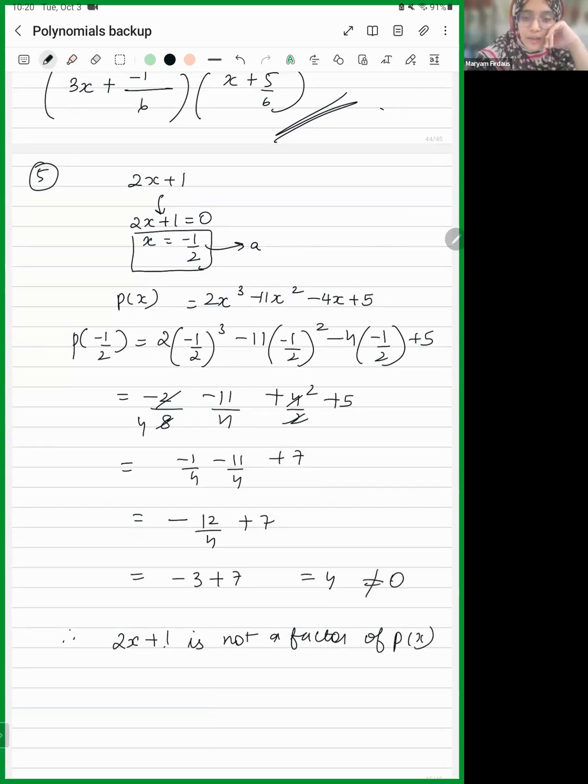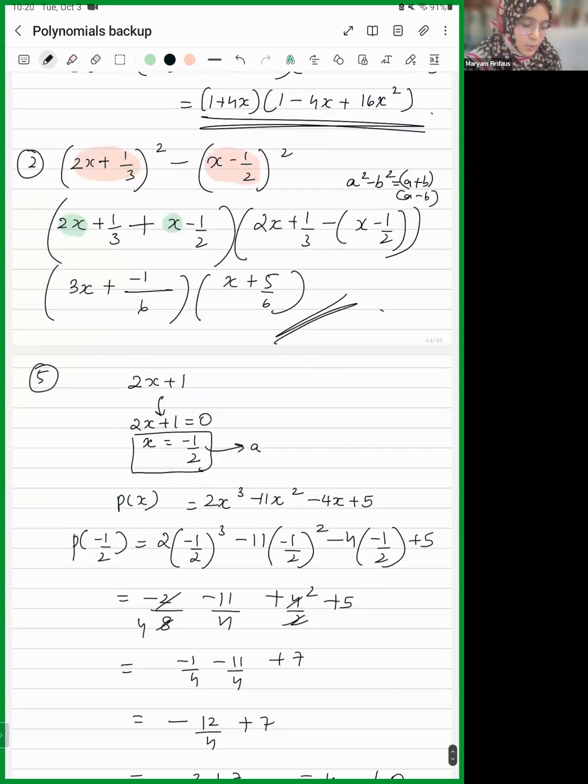Is this okay? I hope I have not made any mistakes in this question. Preshita, Avni, Abdul Jabbar, kindly check. Yes, ma'am, no mistakes. Fine.